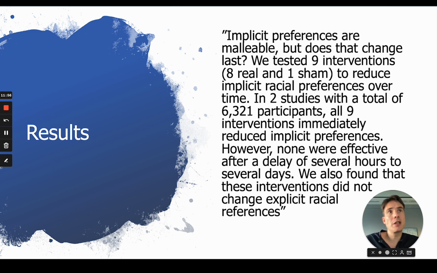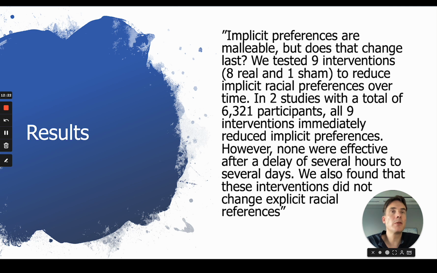So the results show that implicit preferences are malleable, but does that change last? We tested 9 interventions, 8 real and 1 sham. The sham one would be the control condition. With a sham, we often pretend that something should work, so the participants have the same expectations, but we actually don't think that it should work, or there's no good reason that it should work.